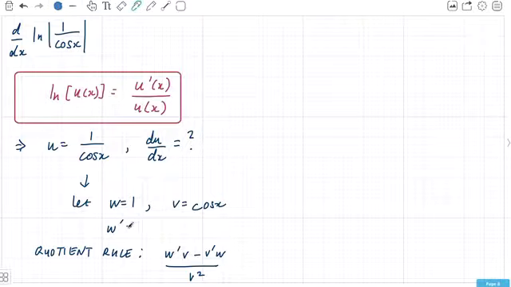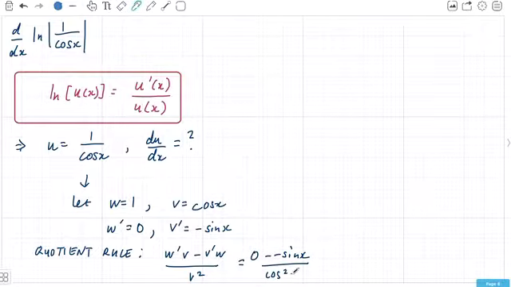Derivative of w, the derivative of a constant is 0, awesome. Derivative of cos is negative sine. So the quotient rule here will be these two multiplied together, which is 0, take away these two multiplied together, which is just sine x, over the top of v squared, which is cos squared x, and it becomes a positive. So our derivative of 1 over cos x is going to be sine x over cos squared x. That's our u dash.